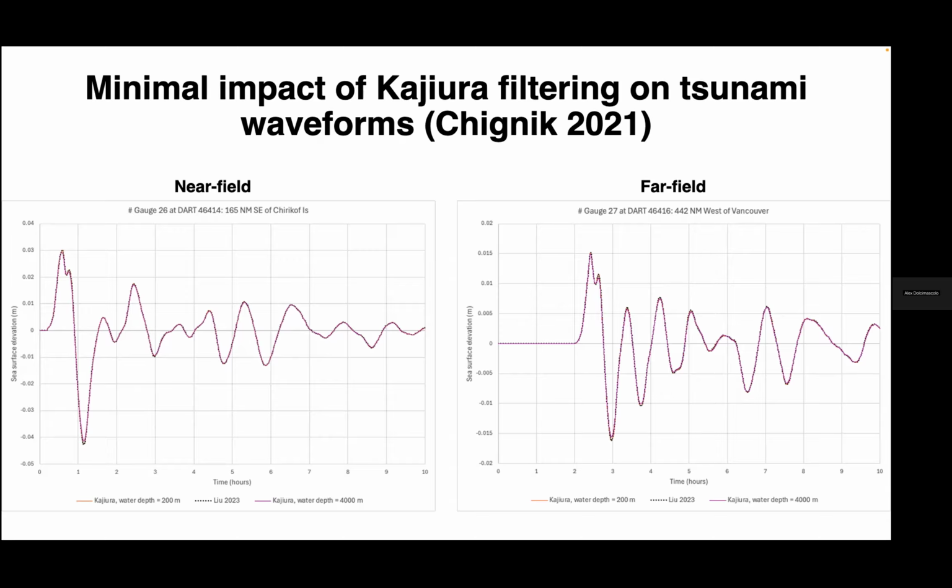So for this particular case, this magnitude 8.2 Chignik example, the implementation of Kajiura filtering has very minimal impact on the resulting tsunami. However, I suspect this outcome is likely tied to the specific structure of the Chignik source, and perhaps for other deformation fields with sharper and more discontinuous slip, such as some of the Cascadia models we've been working with at Washington State, like L1, the filtering could play a much larger role.